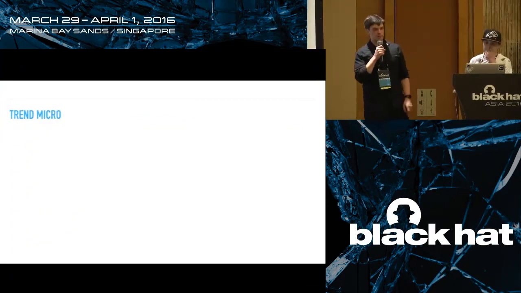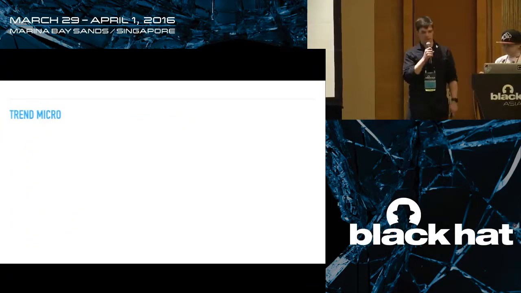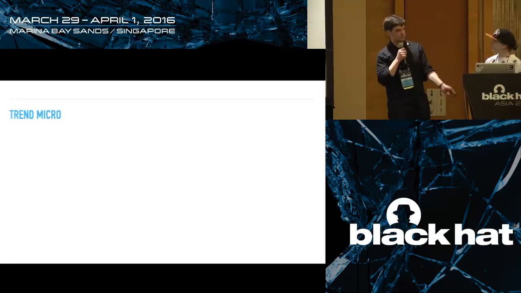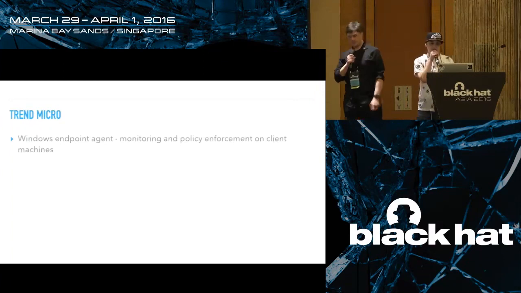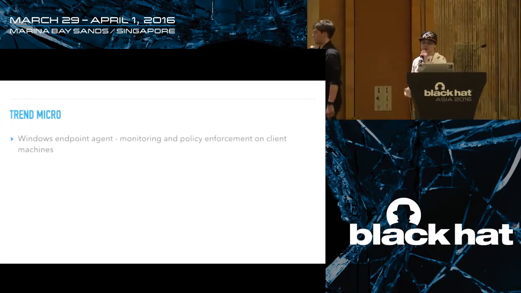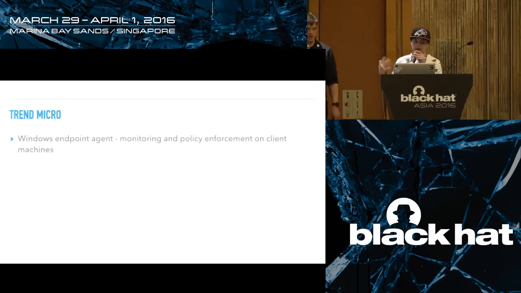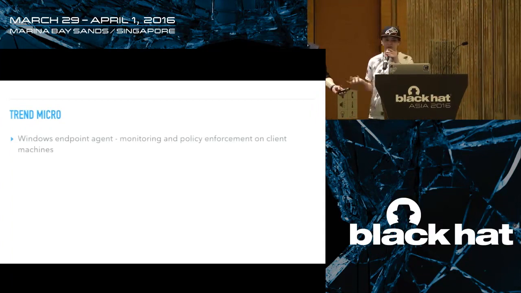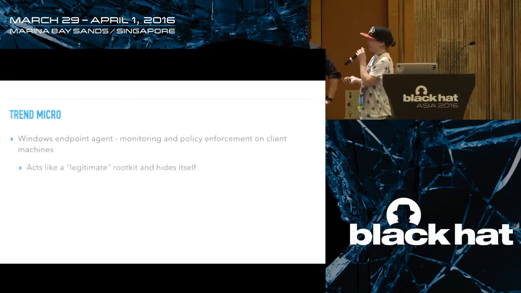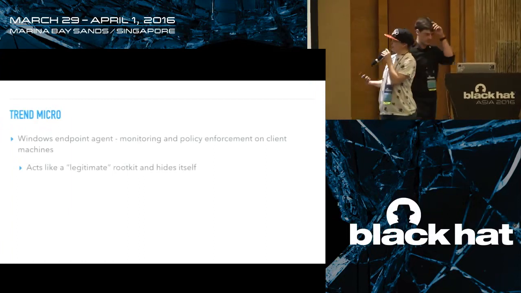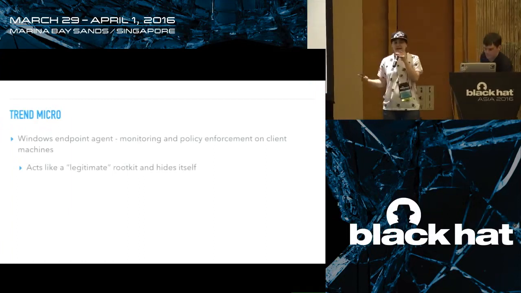So to kind of break these down into their constituent parts. Okay, so first we'll go through Trend Micro, which we have already seen a little bit of a taste of. So Trend Micro is primarily Windows. We have our Windows endpoint agent, which is going to do your monitoring and your policy enforcement. The interesting thing about the Trend Micro agent is its behavior is similar to rootkits in that you install it and it kind of hides itself.